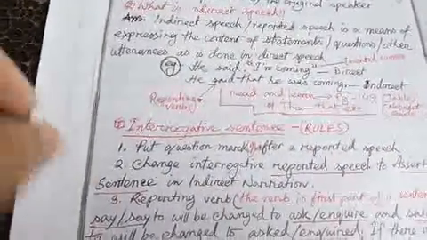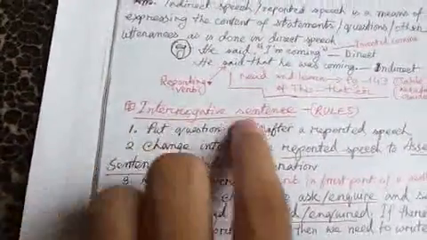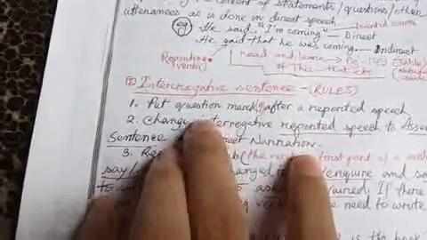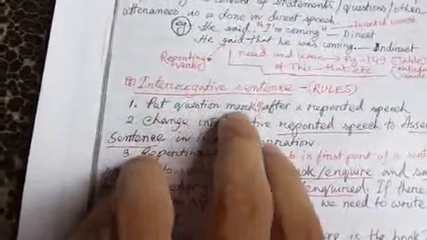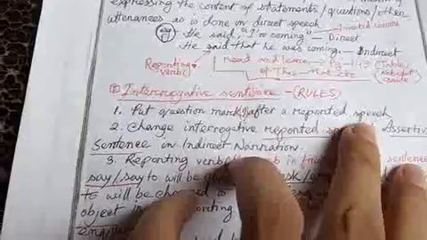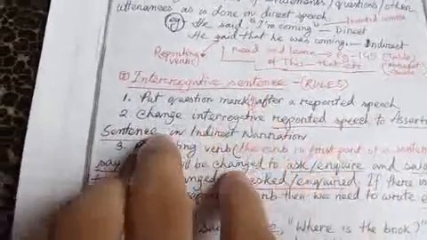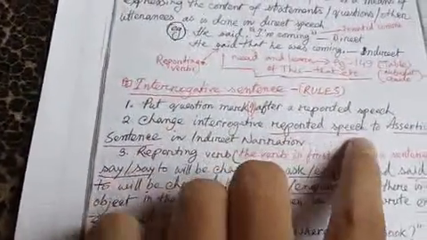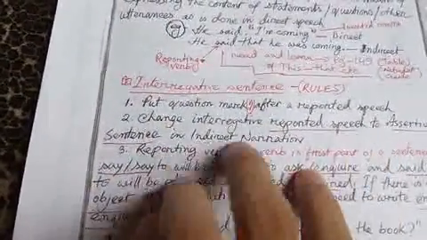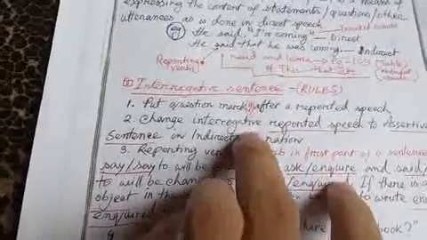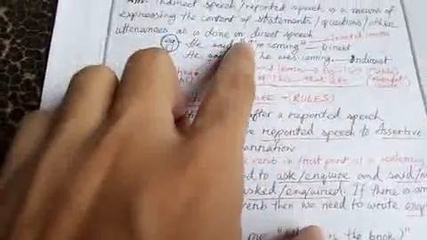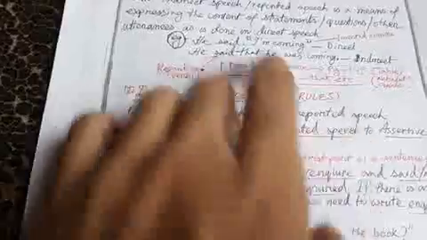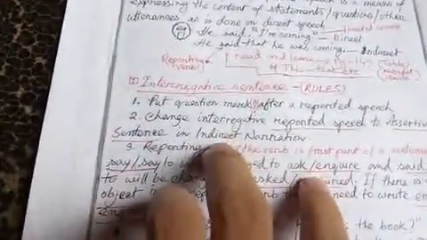Okay, so let's go to the interrogative sentence rules. Put a question mark after the reported speech. Always put a question mark there, in direct speech. Change the interrogative reported speech to an assertive sentence in indirect narration. You have to change it to assertive form in indirect narration.